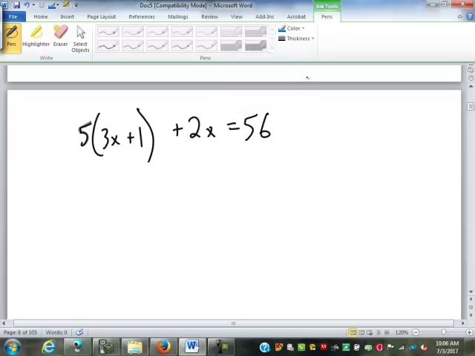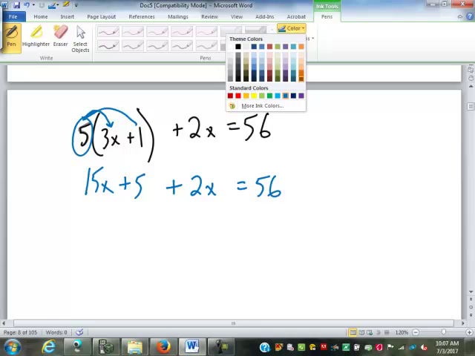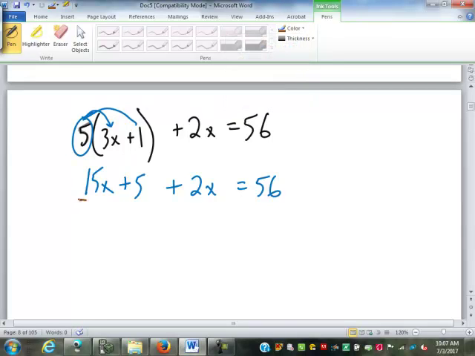So where do we start? Multiply it. There's nothing to do inside, so we're going to multiply. What do we get? 15x plus 5. Good. And then? So plus 2x equals 56. And then 15x and 2x, which makes 17x, equals 56.